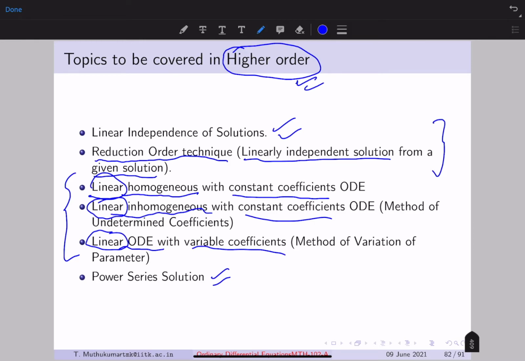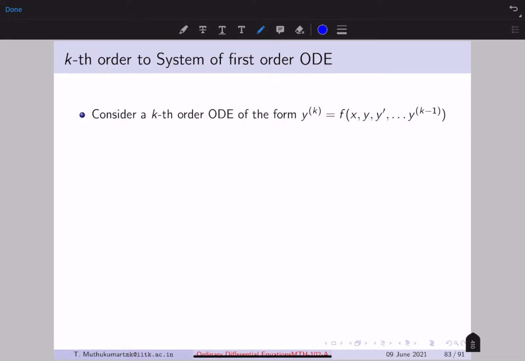Okay, the rest will be part of the next lectures, and after this we will introduce the concept of Laplace transform. After this topic we will finally introduce the notion of Laplace transform. Okay, and with that the course ends. So these are the topics which we will cover henceforth. Now let's get into today's lecture topic.